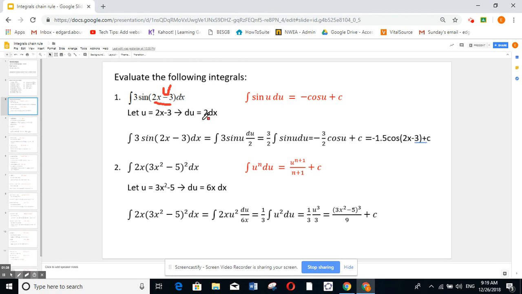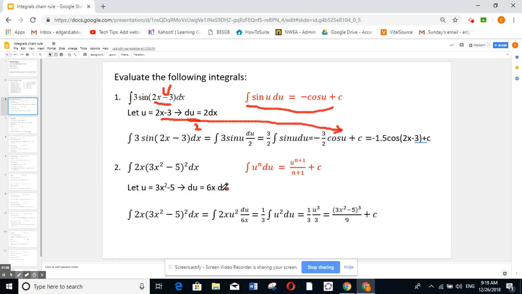The derivative of 2x minus 3 is 2 dx. So I start with 3 sine u, because I replace this by u, and dx here is du over 2. If you replace it, it's 3 over 2, because it's a product outside. The integral of sine u is minus cosine u. So it will be minus 3 over 2 cosine u, where u is 2x minus 3. Don't forget to put plus c.